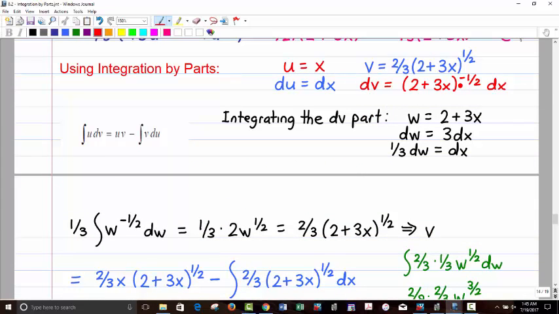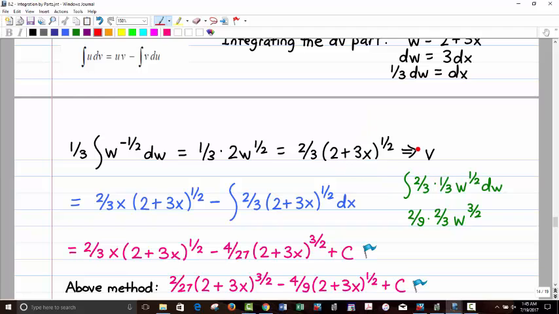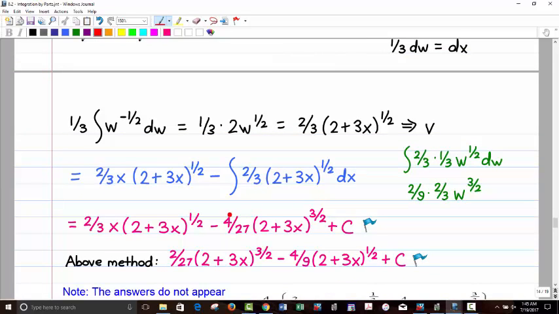The process is the same, but it's not the same term, because it's negative 1/2, positive 1/2. But the substitution process is the same. You're going to generate another 1/3 right here when you do the substitution. So you have the 2/3 times 1/3, and then you integrate w to the 1/2, which will be 2/3 w to the 3/2. So you multiply all that together. 2/9 times 2/3, you're going to get 4/27. So you get this answer.